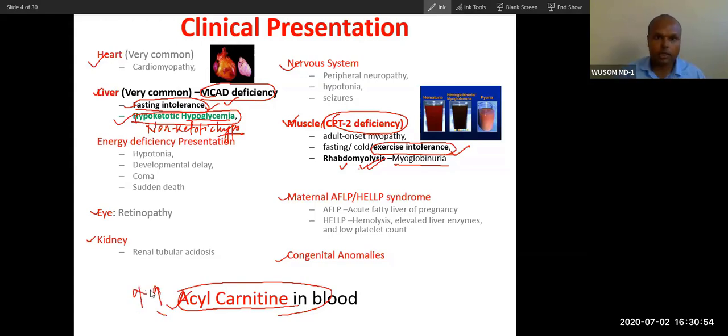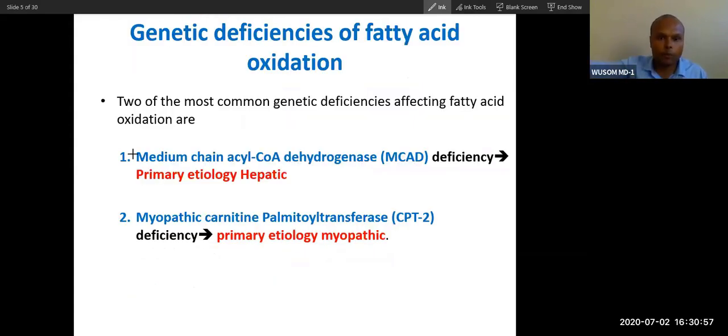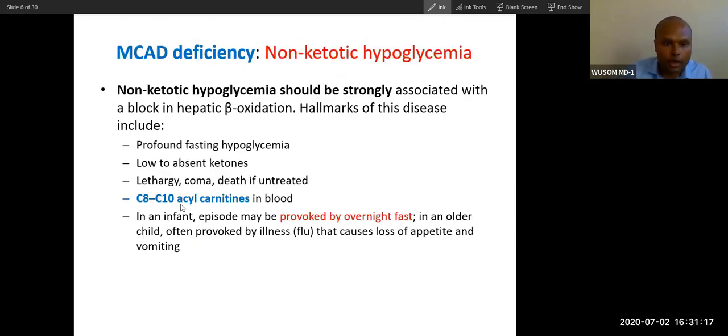So now let's see this. These two disorders I have already described. What happens in MCAD deficiency, medium chain acyl coenzyme A dehydrogenase deficiency? The presentation will be related to liver. Here, in CPT-2, the presentation will be related to muscle. There is no confusion. In such a condition, the baby will have C8 to C10. I have told you C12, no problem. C8 to C10, that medium chain acyl carnitine will be high in the blood of the newborn baby. So this is the condition you will see in MCAD deficiency.